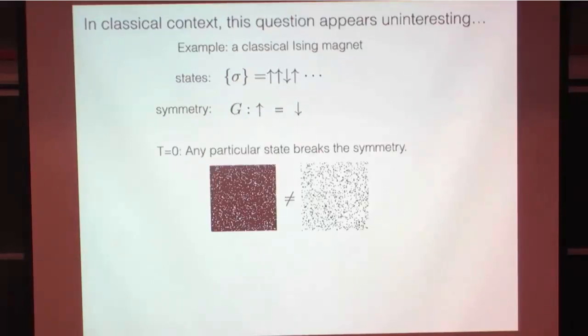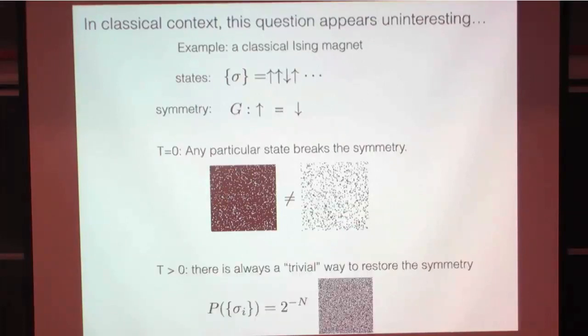So if we ask the question at zero temperature, we're asking, what can we say about a symmetric classical state? Well, basically, there aren't any states which are symmetric classically, because if you apply the spin flip, it just changes the state. So we can only even try and answer the question at finite temperature, where instead of talking about states, we talk about probability distributions over states.